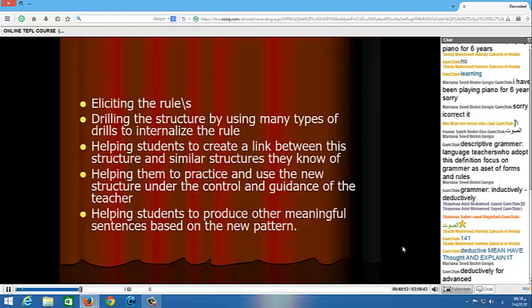Drilling the structure, again to consolidate the knowledge you have presented, you have explained by using many types of drills. We have different drills. We have mechanical drills, just sentences, and you ask them to repeat the sentences after you. But we have also substitution drills.